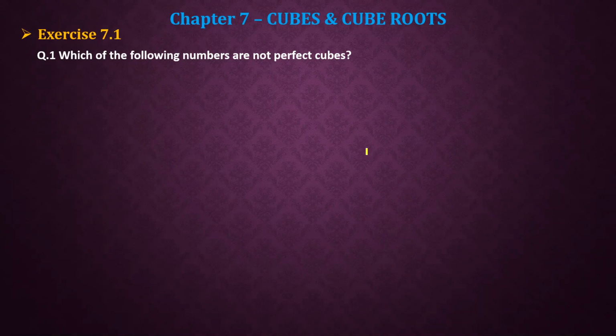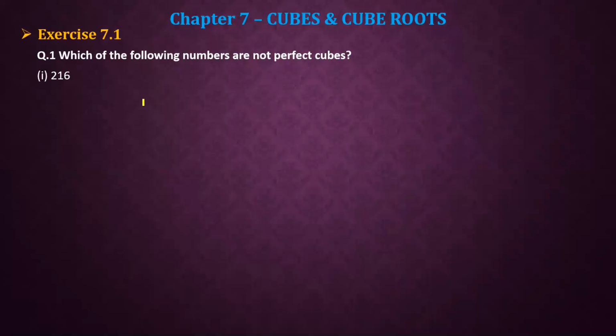So in order to solve the first example, we are going to use that property, and for that purpose we require prime factors. As we require the prime factors, the method we are going to use is the prime factorization method. In order to find out whether the number is a perfect cube or not, we require prime factors, and to obtain them we use prime factorization, which is a very important method that we already discussed in squares and square roots also.